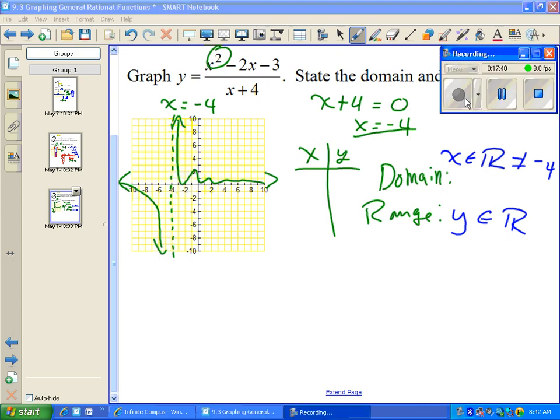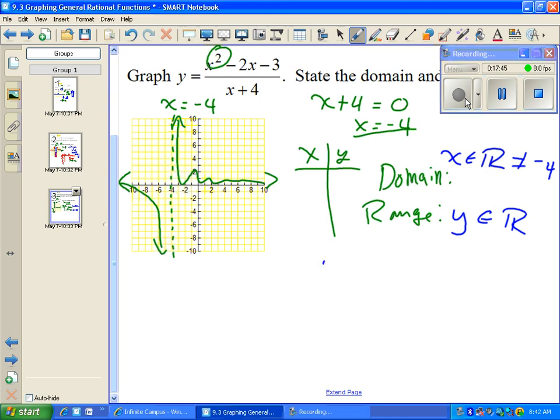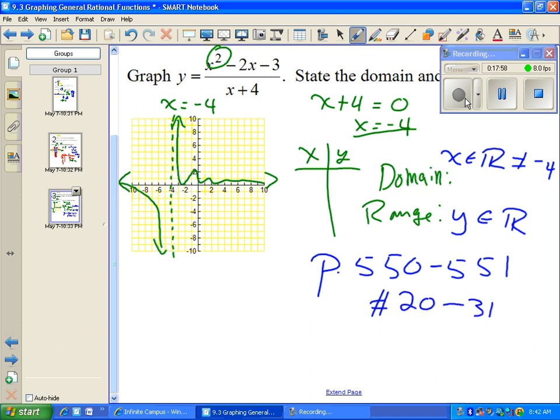So one thing I normally don't do on videos that I'm doing for this one is I'm actually giving your homework. Your homework is on page 550 through 551. Numbers, don't get upset, 20 to 31. 12 problems. The first 5 or 6 are matching. The rest are graphing. Graph paper would be nice.